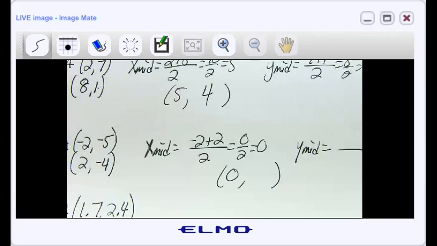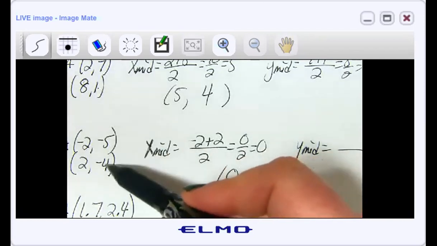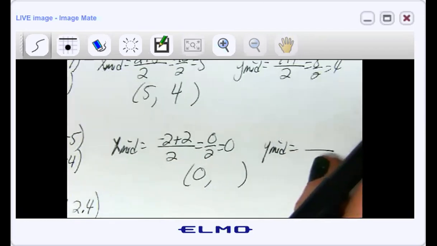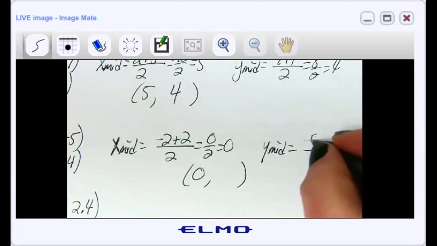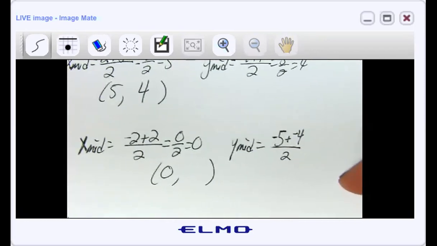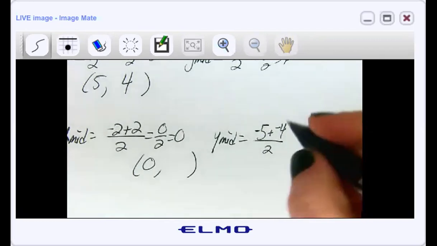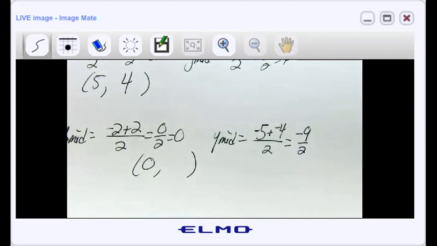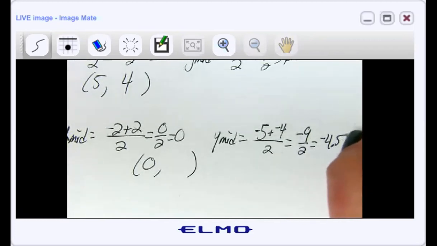I got -4.5 for that. You are correct, -4.5. So this time the y's are -5 and -4. I'm going to add those two together, -5 plus -4. And you always divide by 2 because we're just averaging them together, right? -5 and -4 is -9 over 2. And then I just turn that right into a decimal, make my life easy, -4.5.